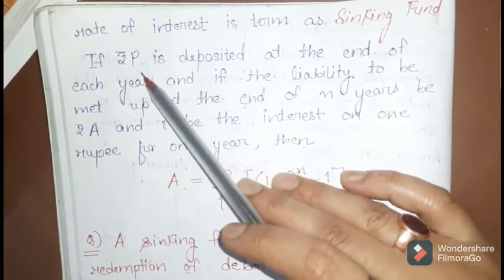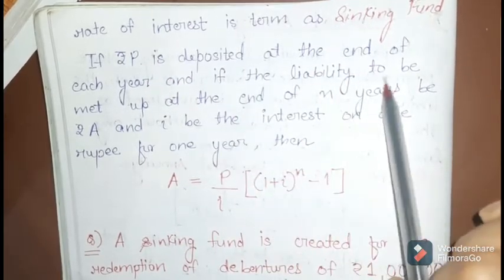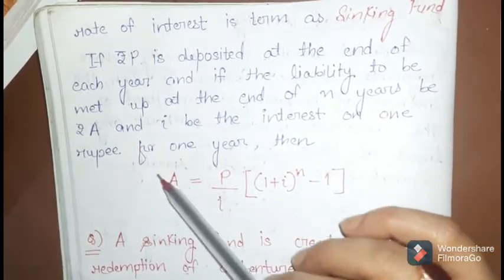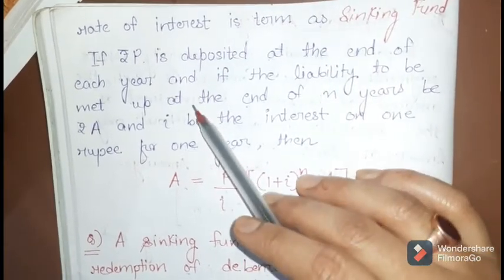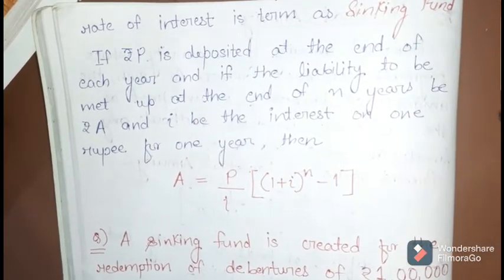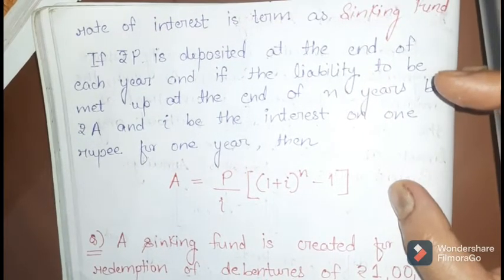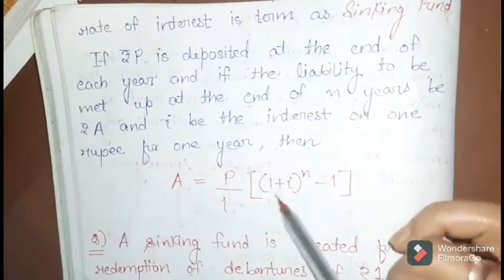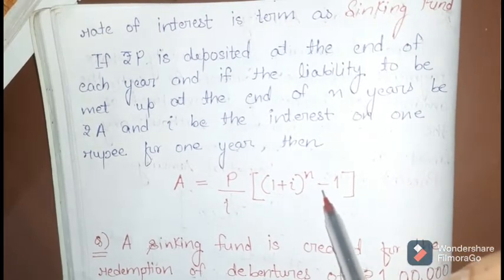So suppose rupees P is deposited at the end of each year, and the liability to be met up at the end of n years is rupees A, and I is the interest on 1 rupee for 1 year. Here P is the principal amount you deposit, deposited at the end of 1 year, and the liability ends after n years. After n years your amount will become A, so A equals P by I, into (1 plus I) to the power n minus 1.